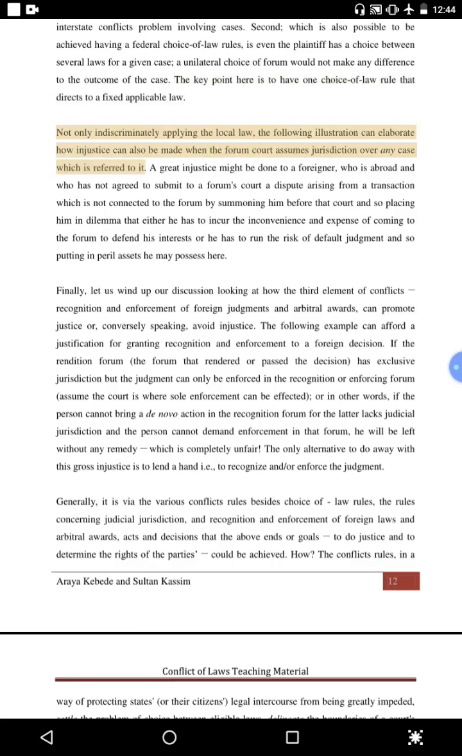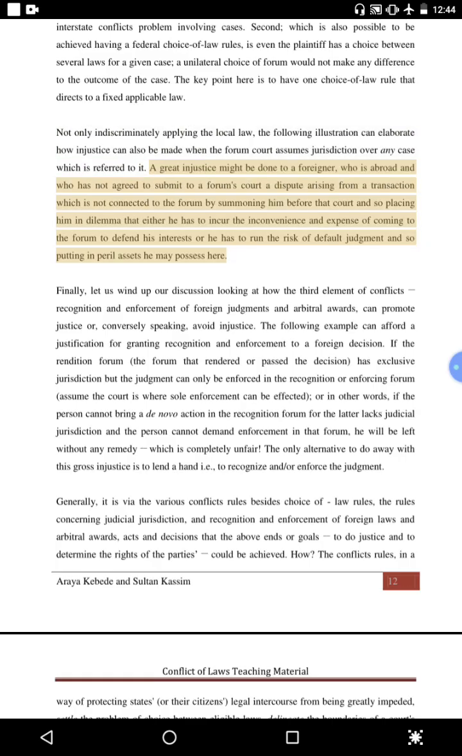Not only indiscriminately applying the local law, the following illustration can elaborate how injustice can also be made when the forum court assumes jurisdiction over any case which is referred to it. A great injustice might be done to a foreigner, who is abroad and who has not agreed to submit to a forum's court a dispute arising from a transaction which is not connected to the forum, by summoning him before that court and so placing him in a dilemma: either he has to incur the inconvenience and expense of coming to the forum to defend his interests, or he has to run the risk of default judgment and so put in peril assets he may possess here.